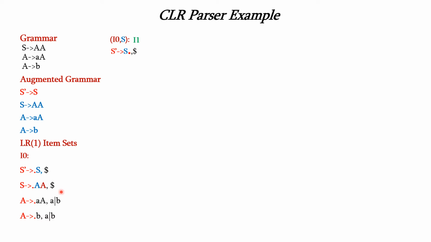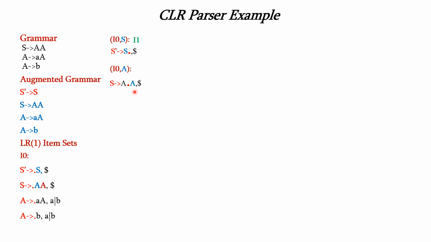Next, consider the second production. In this case, dot is before the variable A. So considering I0 comma A, move the dot one position to the right. So it becomes A dot A. So in this case, it is S → A.A, $.